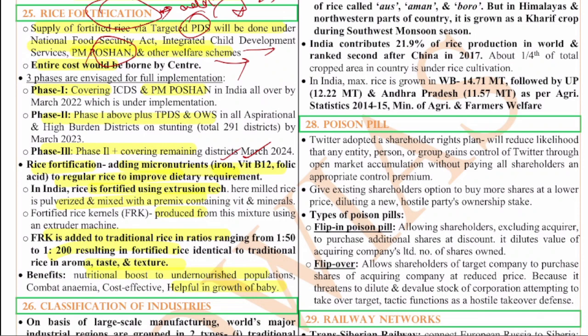This program takes place in 3 phases. Phase 1 covers the Integrated Child Development Scheme and PM Poshan all over India by March 2022. Phase 2 is phase 1 plus the targeted public distribution system and the other schemes as well. And phase 3 is phase 2 plus covering all the remaining districts. So phase 2 is for limited districts, whereas phase 3 is for all districts. The benefit is there will be a nutritional boost to the undernourished population. It helps in combating anemia. It is cost effective and it is helpful in the growth of the baby. So this is the thing about rice fortification.